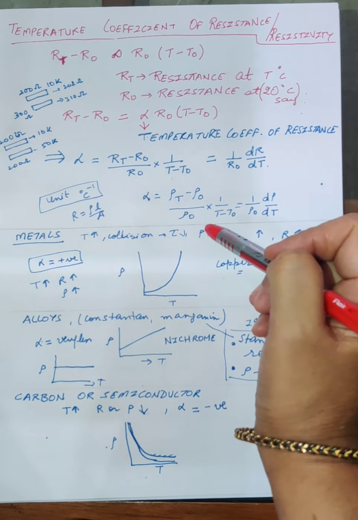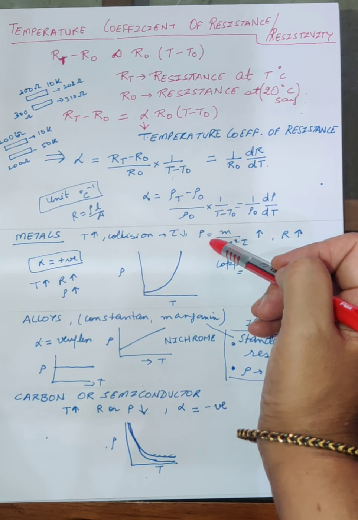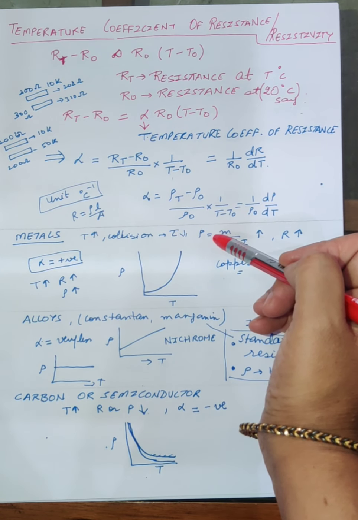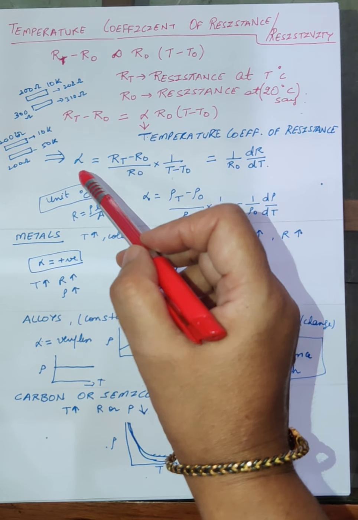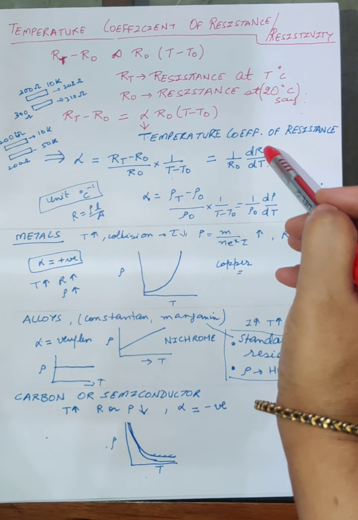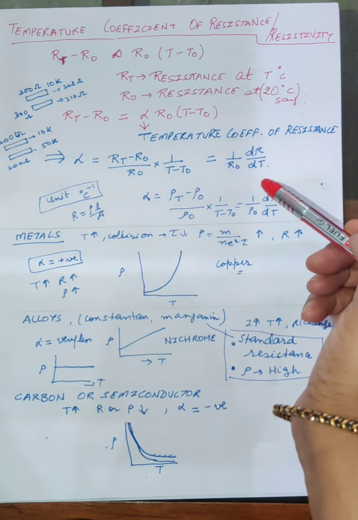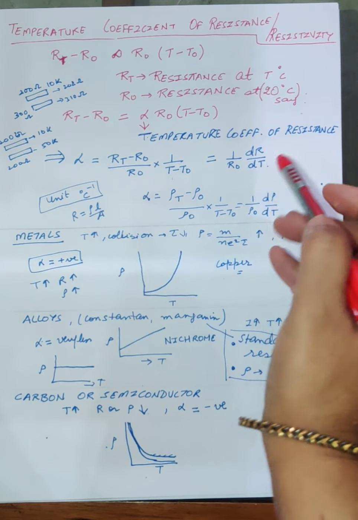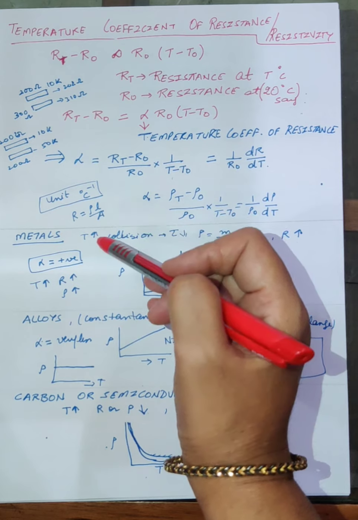Children, this topic is again very important from the board point of view. Many children neglect this topic, thinking that questions will not come on it. So the formula for alpha, the temperature coefficient of resistance, is 1 by R naught into dR by dT, or you can write it the way you want. Now what will be the unit? As you can see, the SI unit is per degree Celsius.